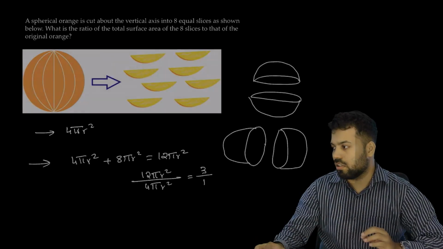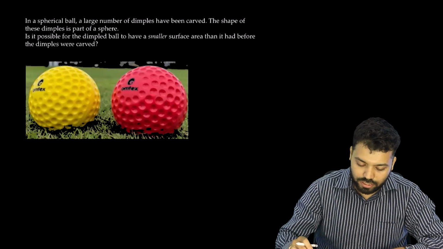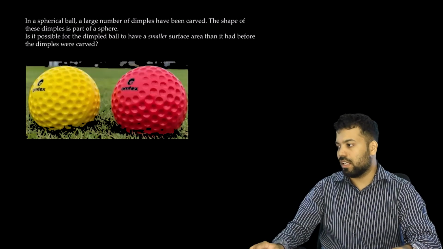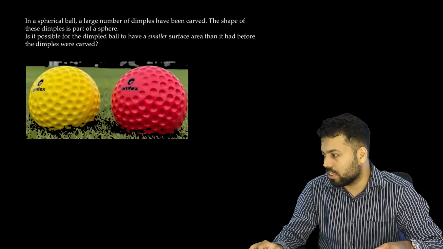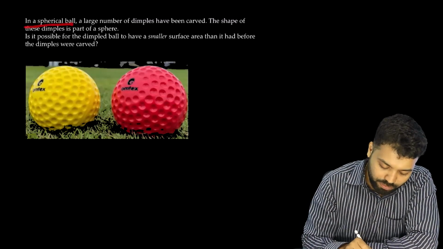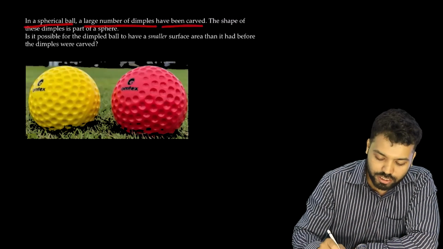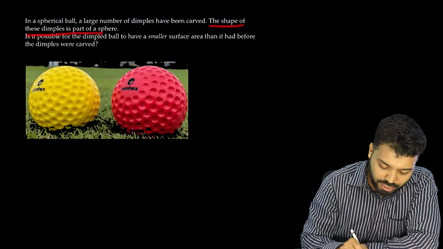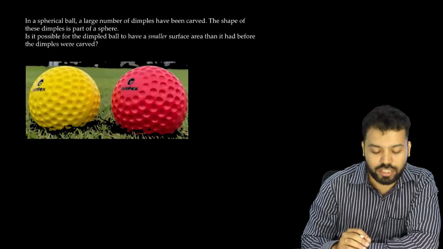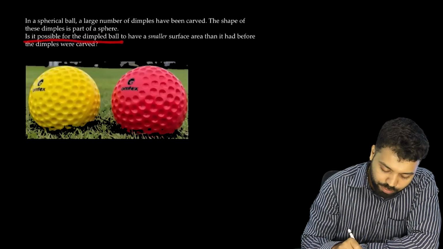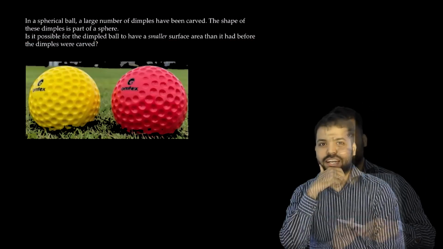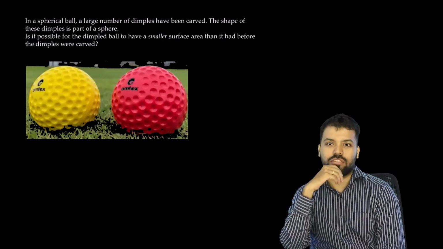Okay. We'll discuss one of the questions which was given as homework in the last class. I'll give you 30 seconds to answer this, and after that we'll discuss it. The question is: in a spherical ball, a large number of dimples have been carved. The shape of these dimples is a part of a sphere. That is, each of these dimples is part of some sphere. Is it possible for the dimpled ball to have a smaller surface area than it had before the dimples were carved? Can anyone explain why yes or no?